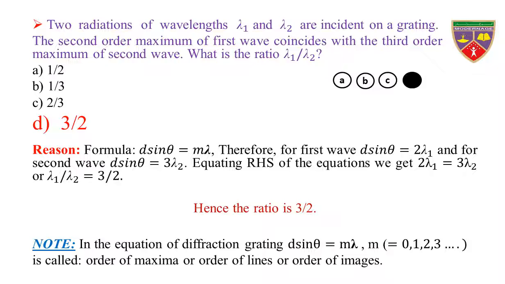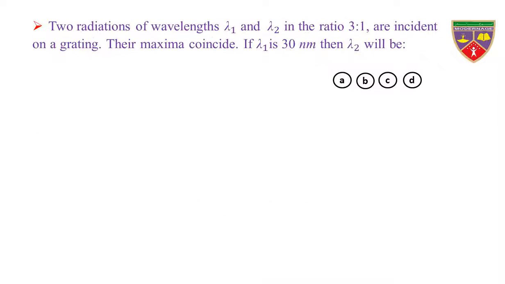Note: in the equation of diffraction grating, d sin theta is equal to m lambda, m is equal to 0, 1, 2, 3, and so on, and is called the order of maxima, or order of lines, or order of images.